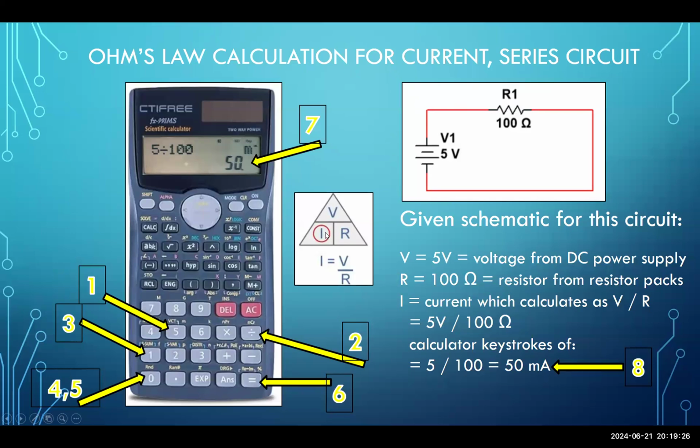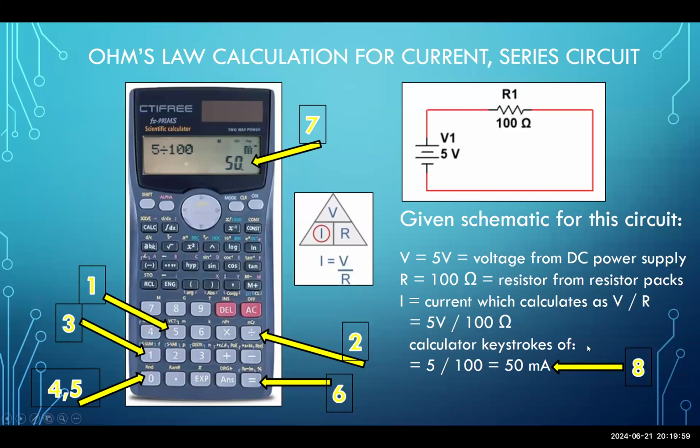Again, take your thumb and put your thumb over the letter I. What do you see left over? You see a V over an R. The formula is I for current is equal to voltage over resistance. So if you look at my notation here, V is equal to 5 volts, which is voltage from the DC power supply. R for resistance is equal to 100 ohms. That's the resistor from your resistor packs, because you're going to pull one out shortly. I is the symbol for current, which calculates as V divided by R, which is 5 volts divided by 100 ohms.